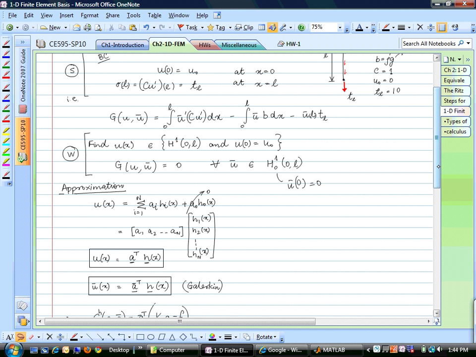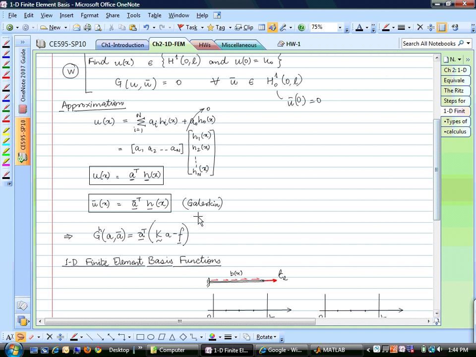We also talked about how, when we use a Galerkin approximation, we choose the same set of functions for the virtual displacement also. So u bar of x is also expressed in the same way. In this case there is this difference of a bar, so these constants are different here, but it's the same h functions here.